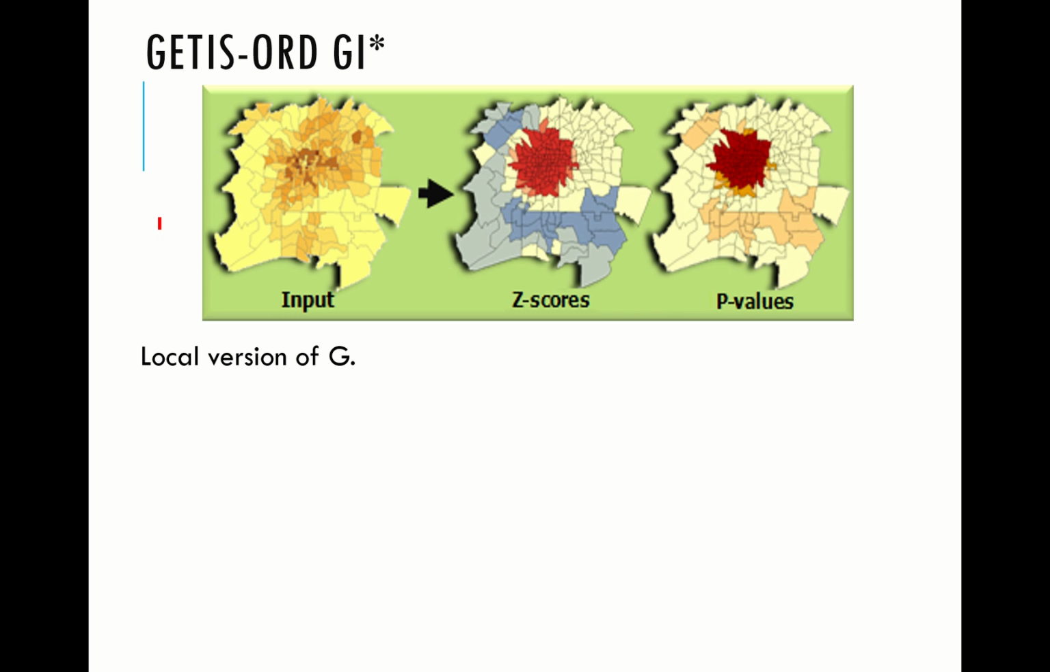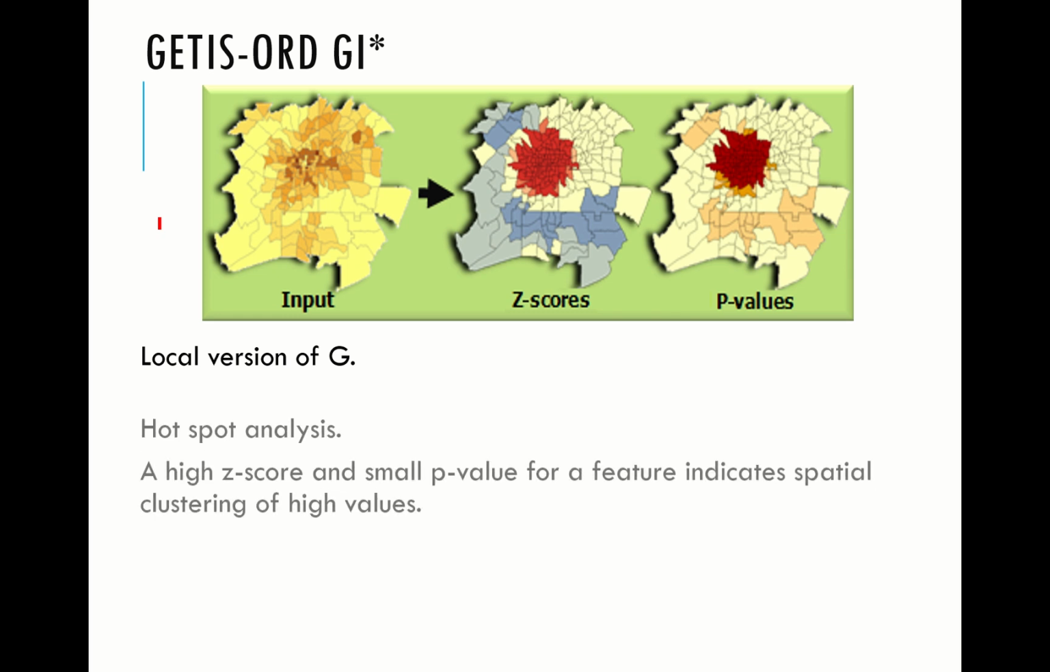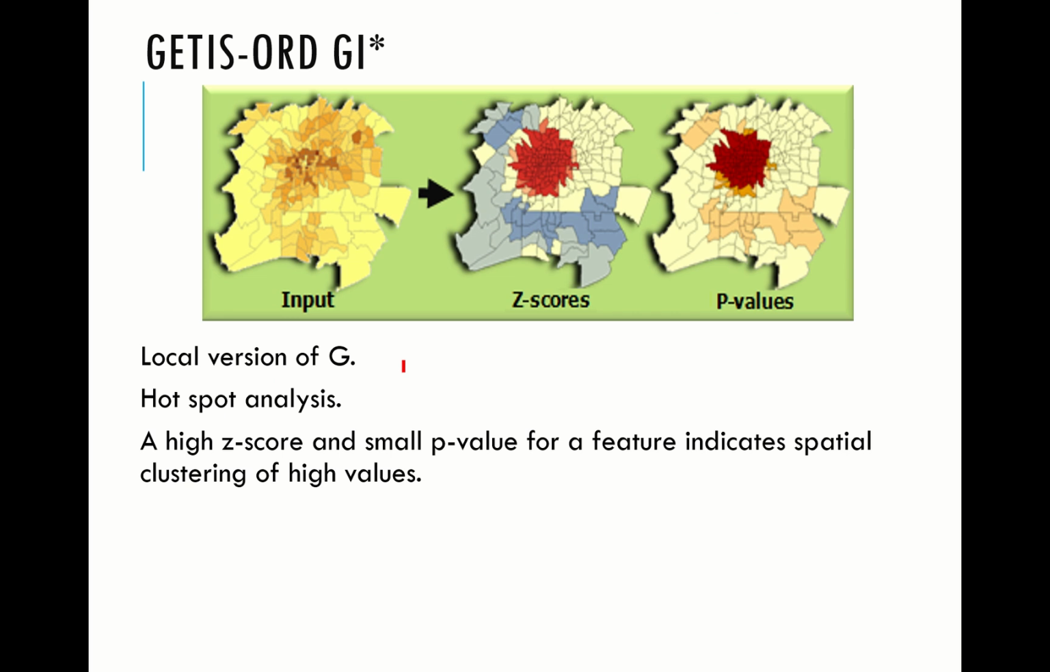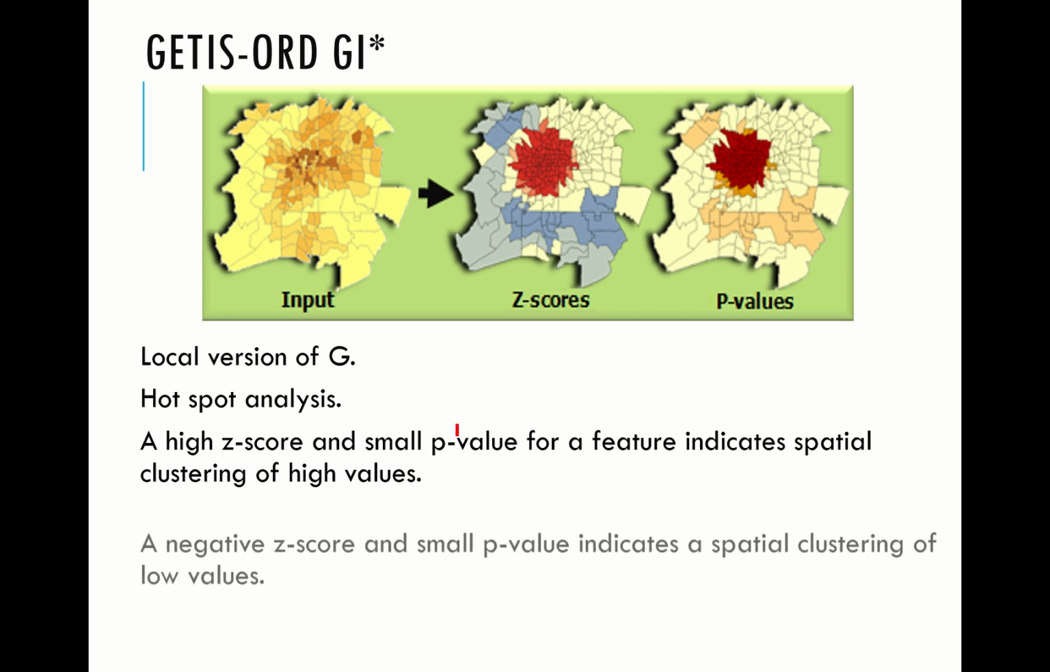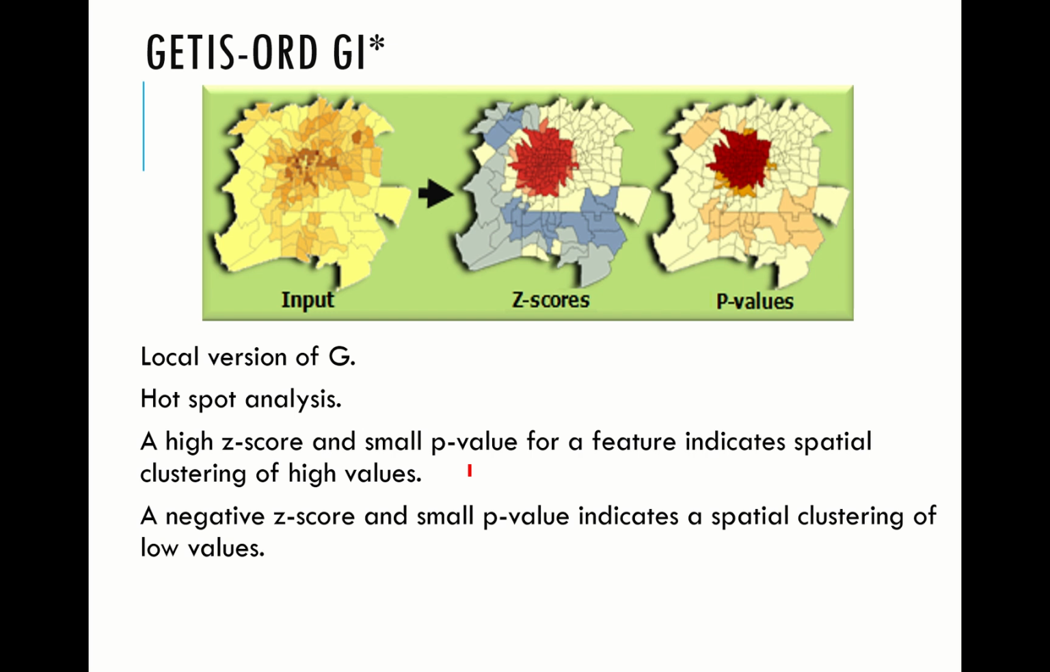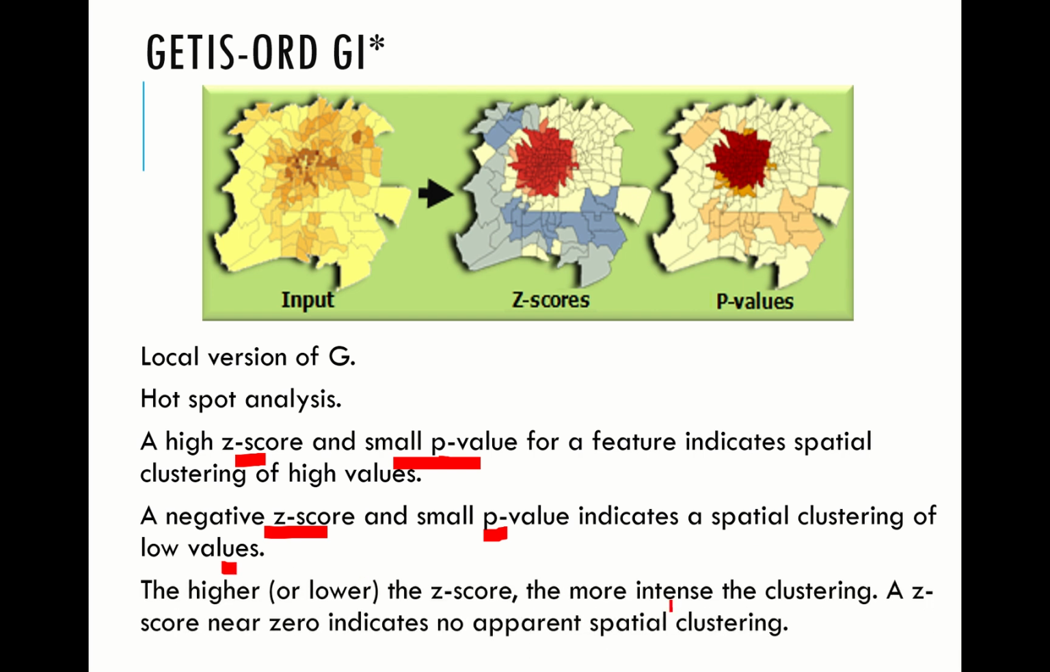Then we have the Getis-Ord Gi, which is basically the local version of our G. And this is used for hotspot analysis, right? Looking at more local areas of autocorrelation. So of course, a high Z-score and a small p-value indicates that we have a significant spatial clustering of high values. A negative Z-score and a small p-value indicates that we have a significant clustering of low values, or cold spots. So basically, the higher or lower the Z-score, the more intense the clustering, and then we use the p-value to determine the significance of that clustering.